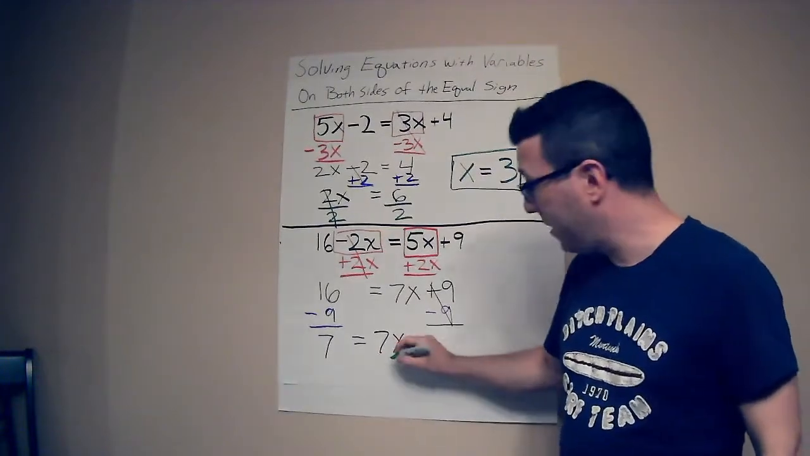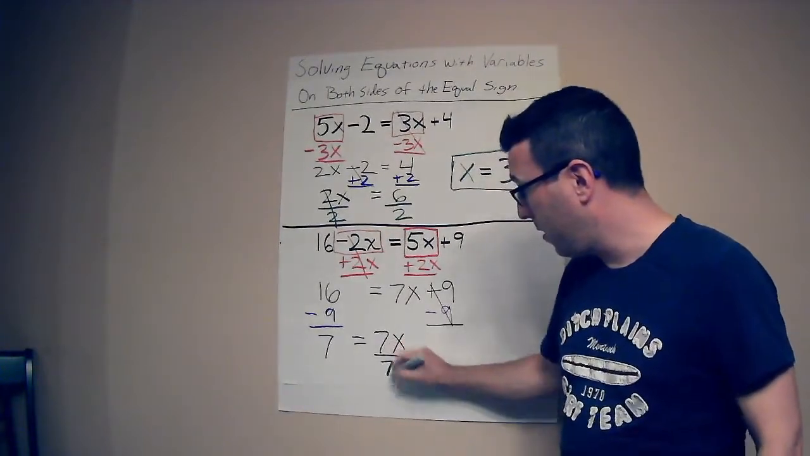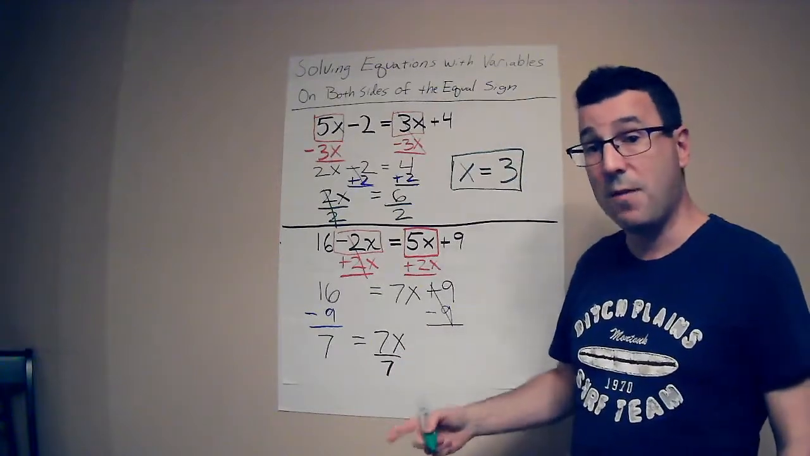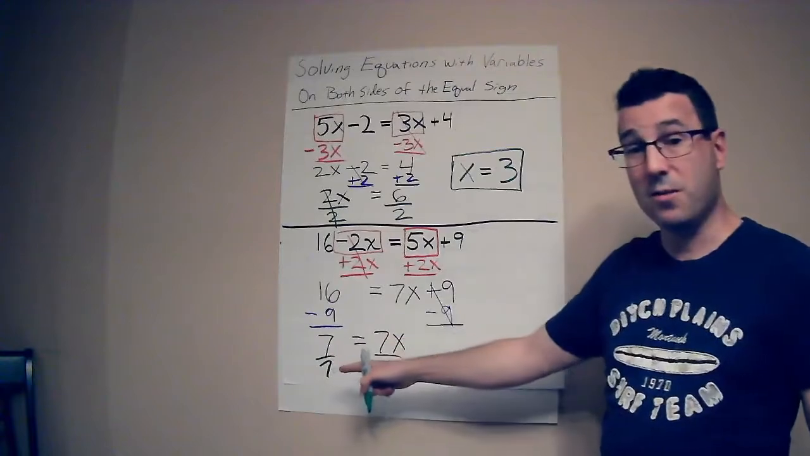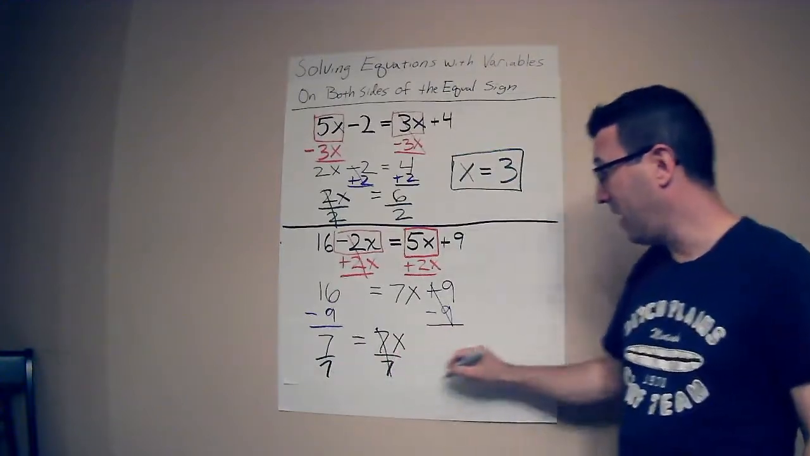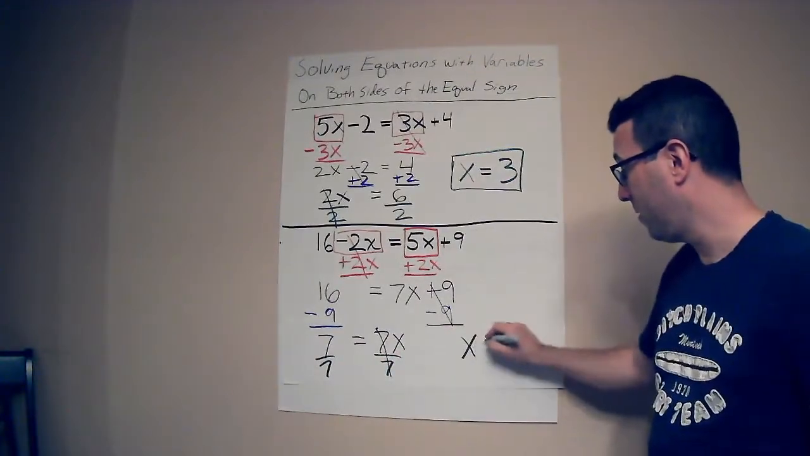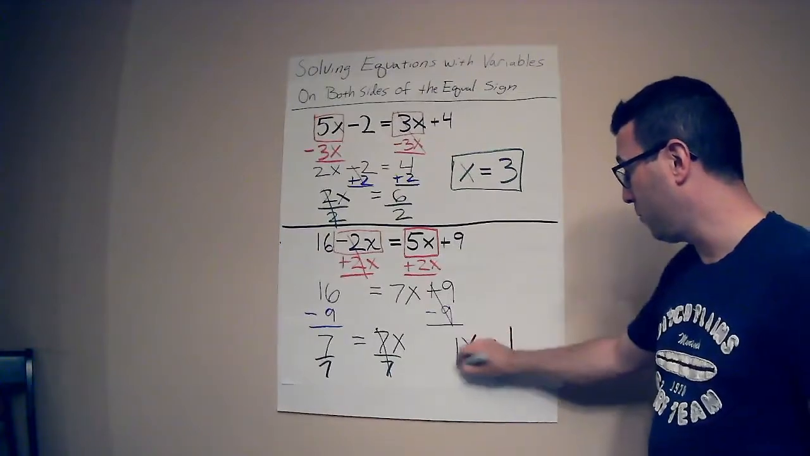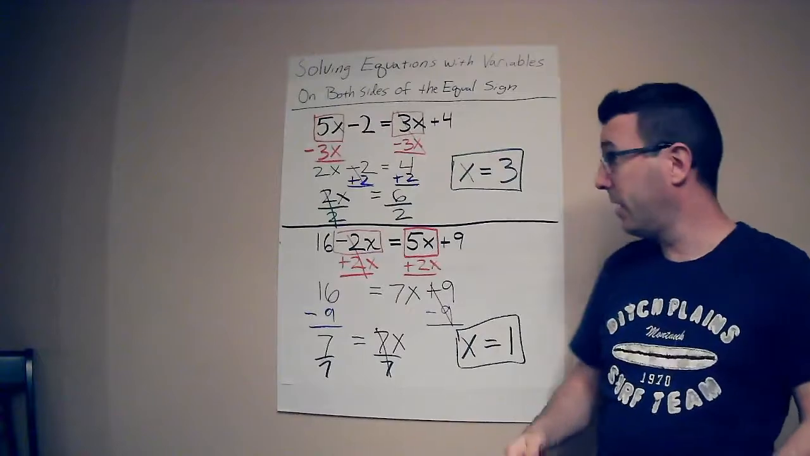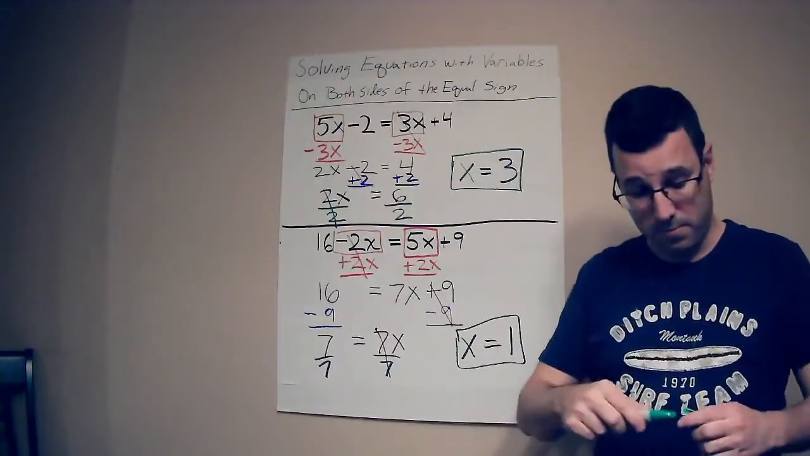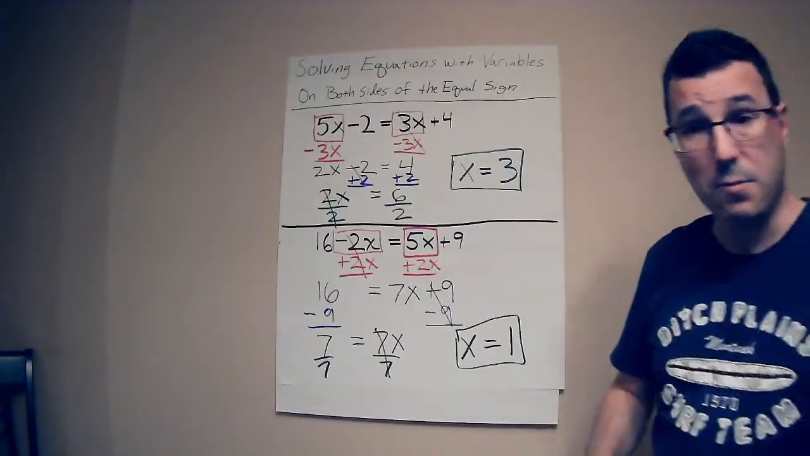We're multiplying, so we need to divide by the number that's in front of the variable, 7. It just happens to be the same number on the other side. These cancel out, and we are left with x equals 1. Again, I could plug this into my calculator and see, does it work? And that could be my check.